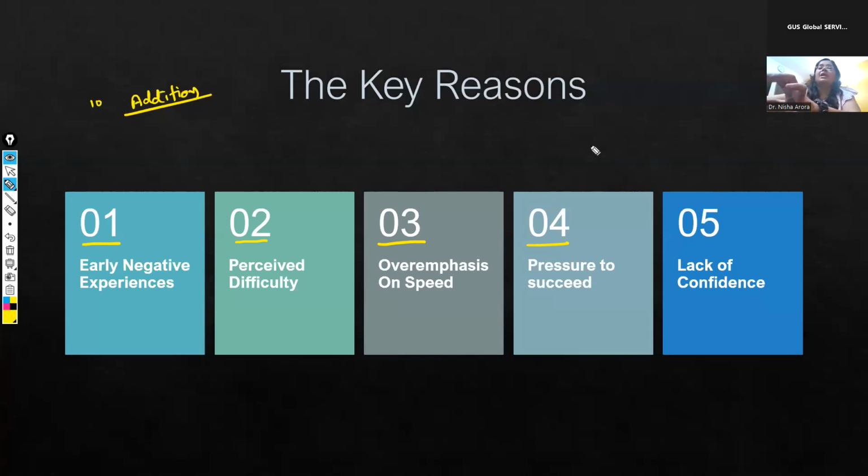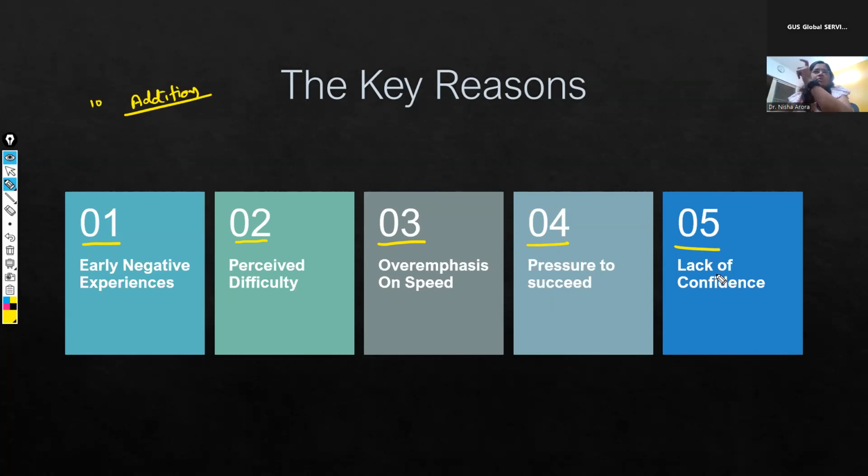Okay? Lack of confidence. I have seen many students who were good in math or average in math or probably earlier not that great, but after taking the course, getting motivated, doing more practice, revising everything, they started improving a lot, but they lack confidence.